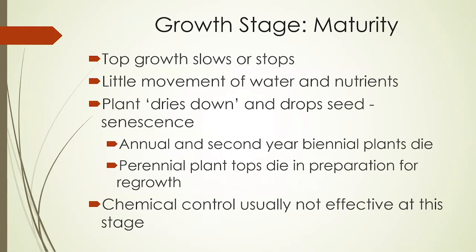And then the last stage we have is maturity. And so the top growth kind of slows down or stops. There's not a lot of movement of water and nutrients. The plant dries down and drops its seed, called senescence. Annual and second year biennial plants die at this point. And perennial plants, the tops die in preparation for regrowth. Chemical control at this stage is generally not effective. So chemical control of mature plants is not effective. It's almost like I'm telling you that because it might be on the test.